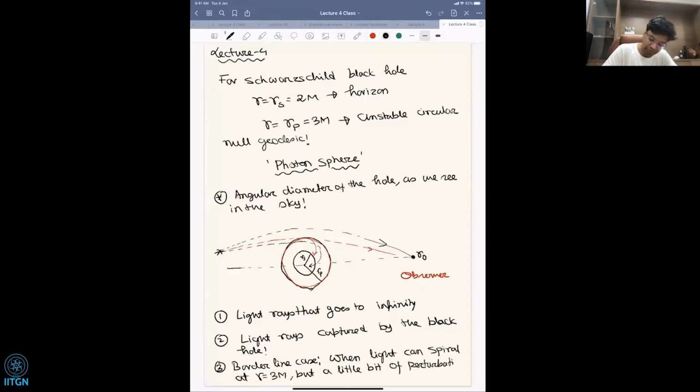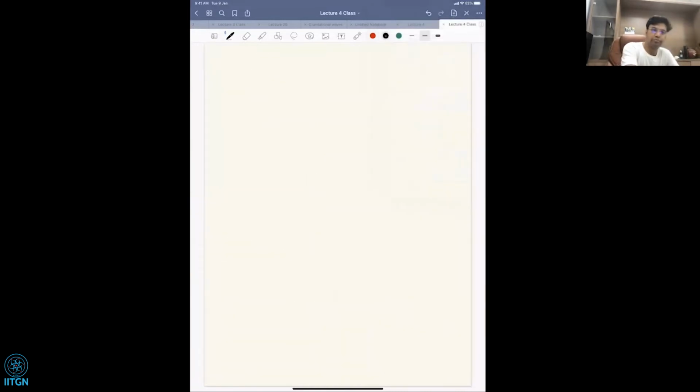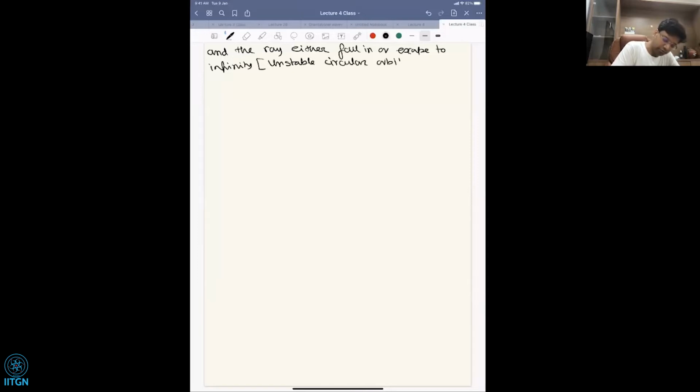Perturbation, and the ray either falls in or escapes to infinity. Escape to infinity. This is what we mean by an unstable orbit. Unstable circular orbit. Good. Okay. So now let us consider a very, very ideal situation.